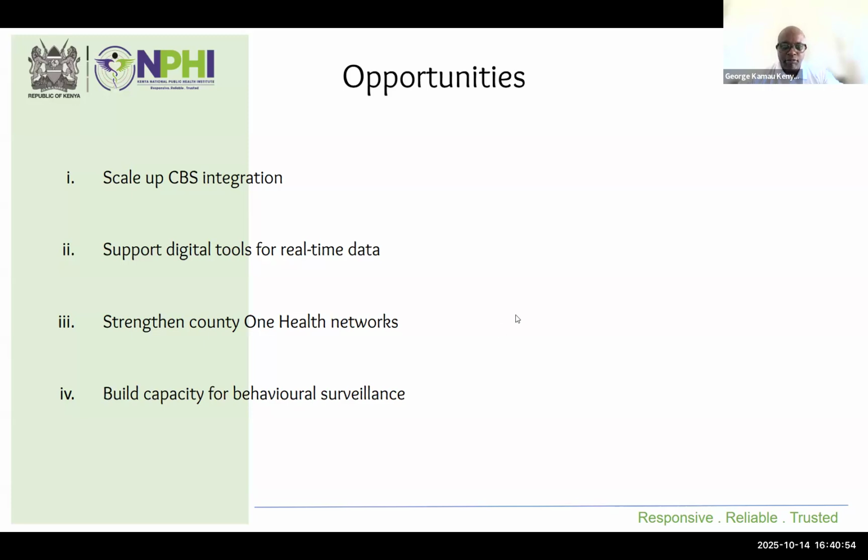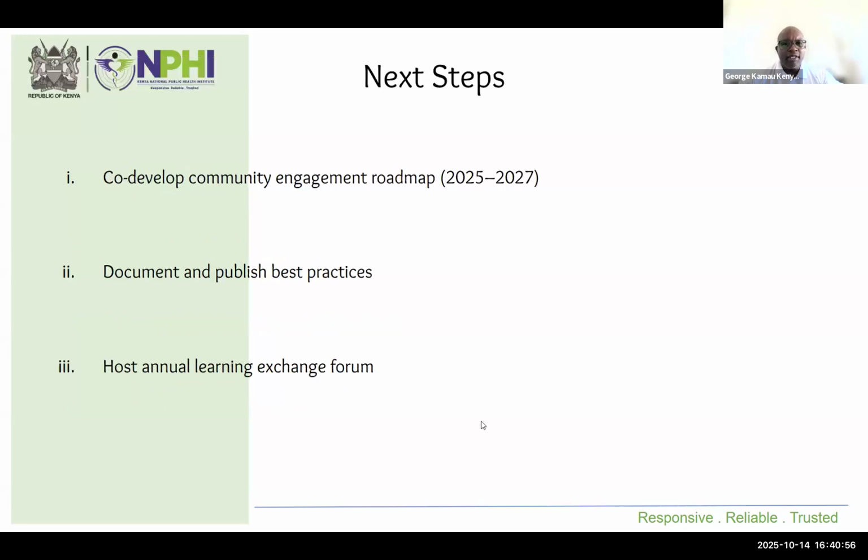Next slide. So next step, I think we need to develop a community engagement roadmap. And then we need also to document and publish the best practice that we got from this project. And we also appreciate the meeting that we had in Ghana, where we had peer-to-peer exchange, where there was a lot of learning, and we really appreciated to be part of this engagement because we also were able to take home key areas of improvement. Next slide.